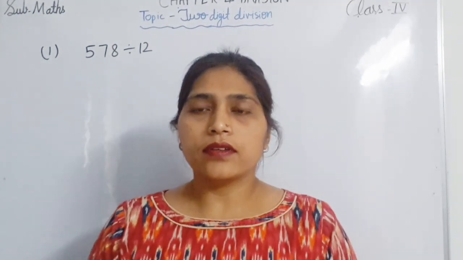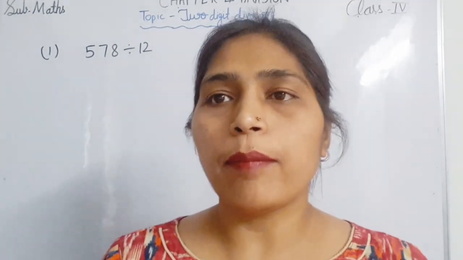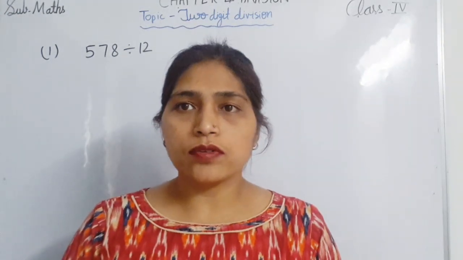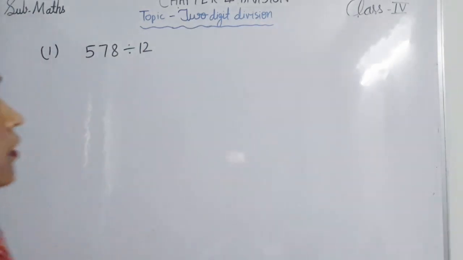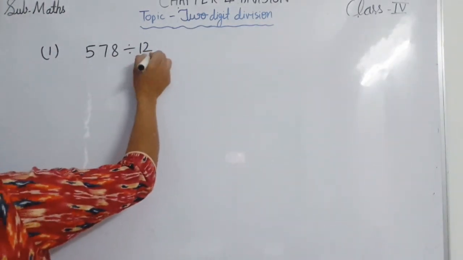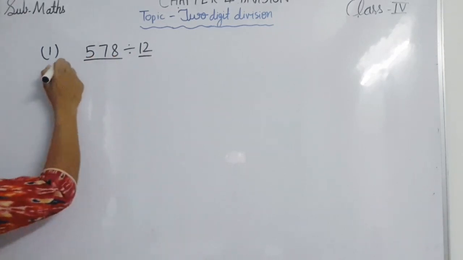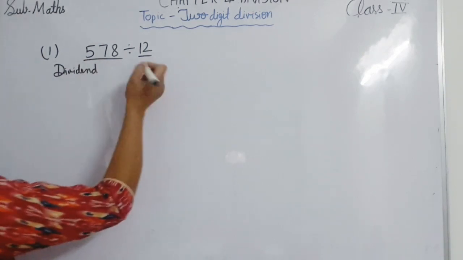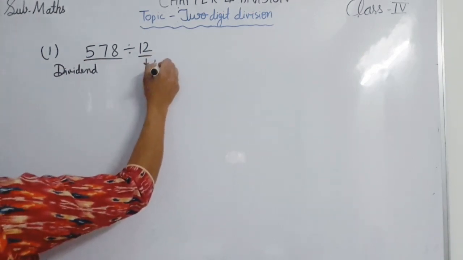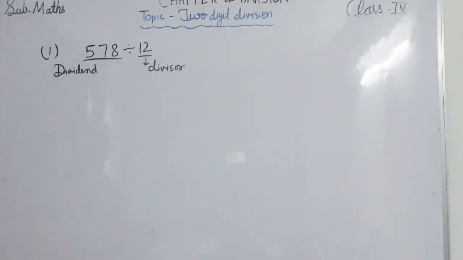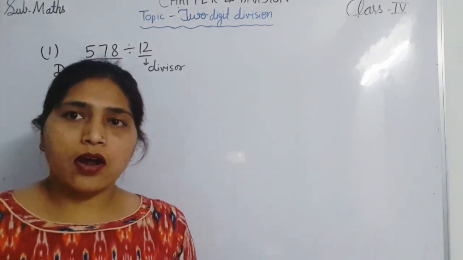Yes, and for single digit division, we have done the method of divisions, we have done properties of division. So, today we'll do two digit division. So, what does two digit mean? See here, this is called the dividend, and this is the divisor. A divisor is two digits, so it is called two digit division. Okay, so now let's start.